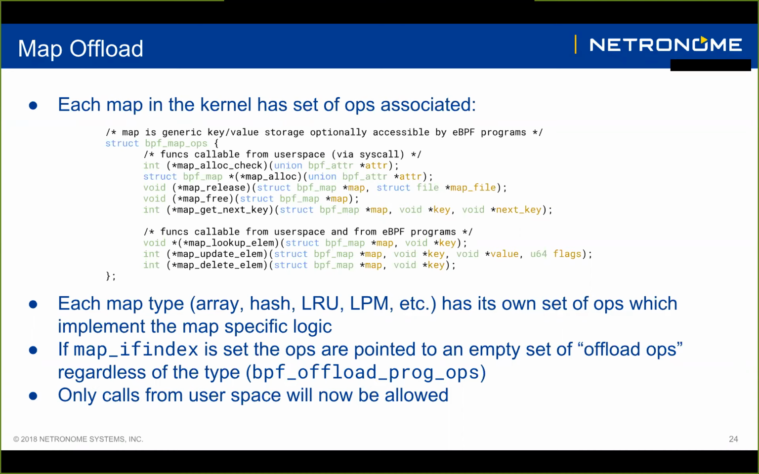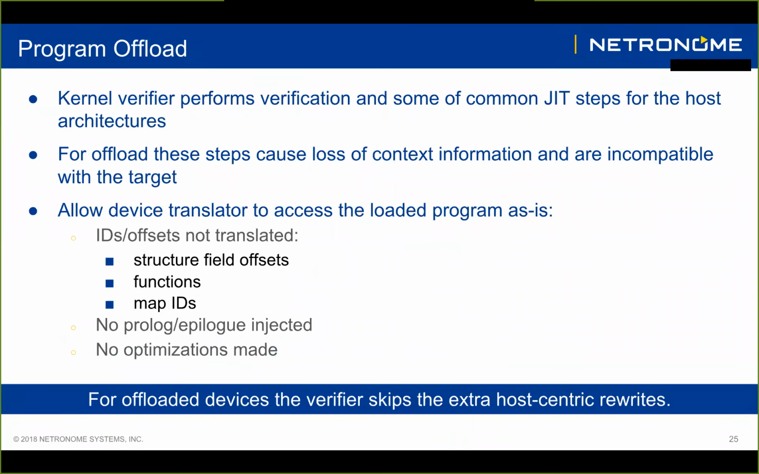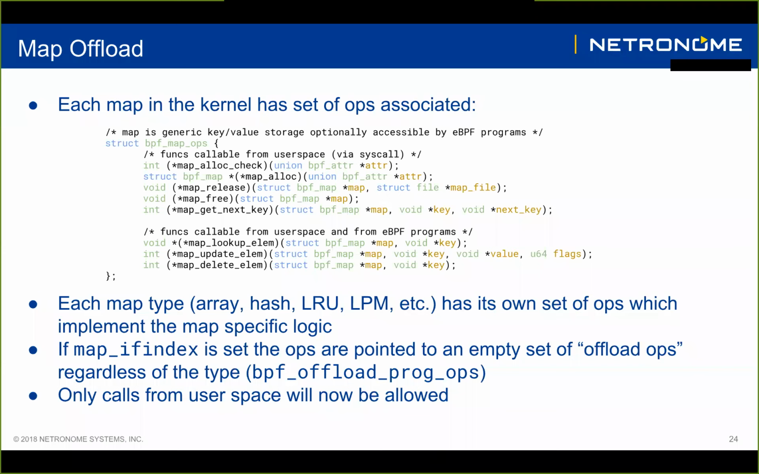And what we do is, when we have a map that is created on a device, an offloaded map, we will basically set all of those to null, to zero, so the kernel cannot invoke any operations in the fast path on a given map. And as I said previously, the control, the user space operations go through a system call path. So the system call path will be redirected to the device, but the kernel programs will not be able to access those maps. This covers the map operations and how map offload is handled.